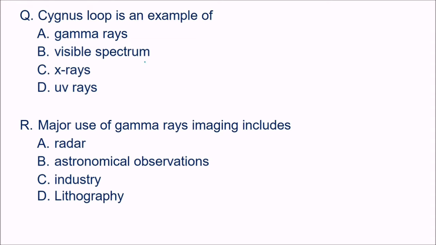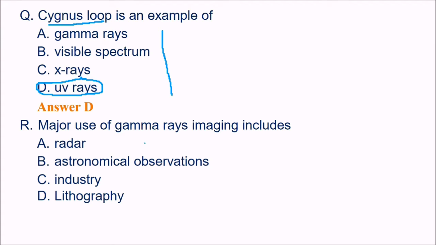Cygnus Loop is an example of. So four options are there. Cygnus Loop is an example of what? It is an example of ultraviolet rays. Ultraviolet rays, Cygnus Loop.